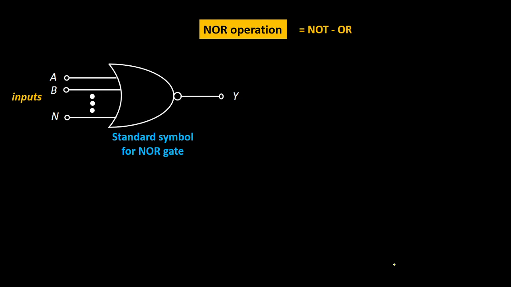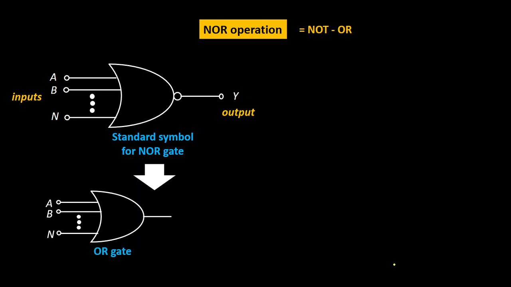Again, it has N inputs. So two or more inputs can be connected to the OR gate, but at the output you will get only one output. It's a combination of the OR gate followed by the NOT gate. So this is the representation of the NOR gate.